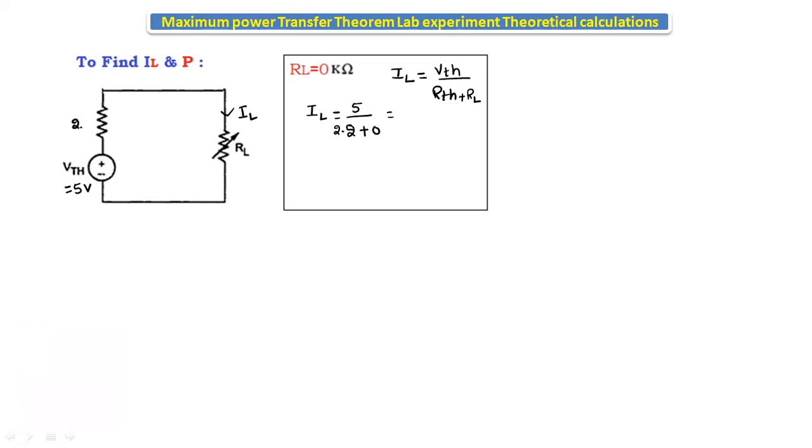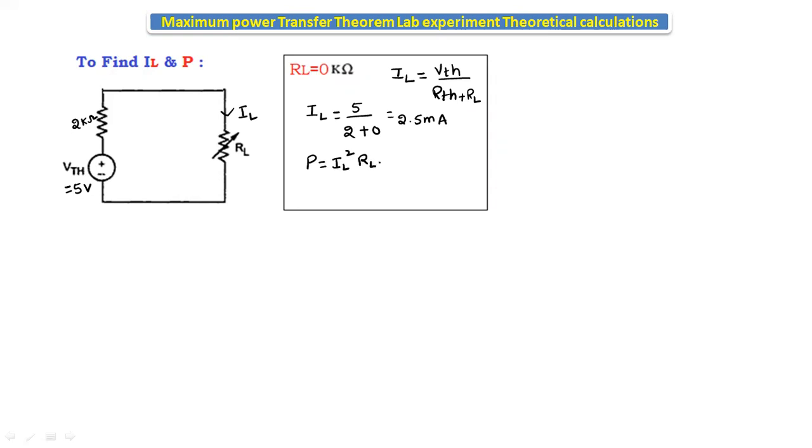It is 2 kilo. Okay. Here also it is 2 kilo. 5 divided by 2. If we calculate this, we will get 2.5 milliamps. So IL is equal to 2.5 milliamps. To find out the power, the formula is P is equal to IL square into RL.